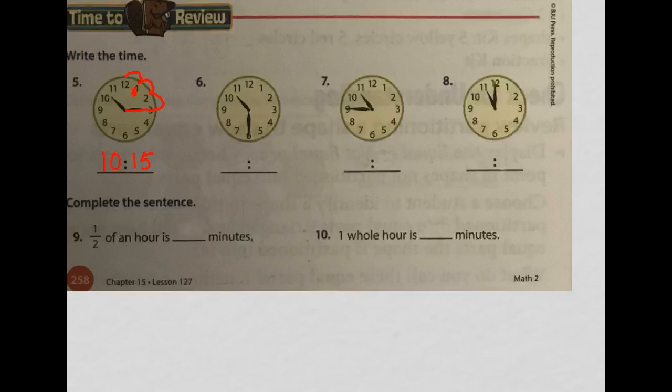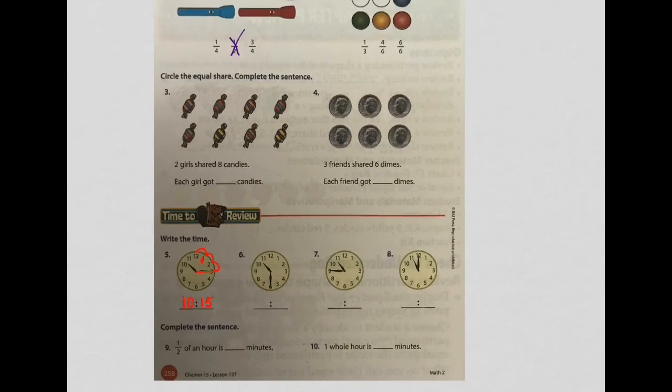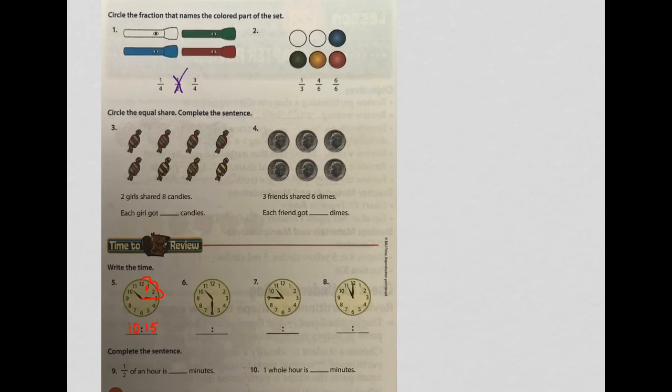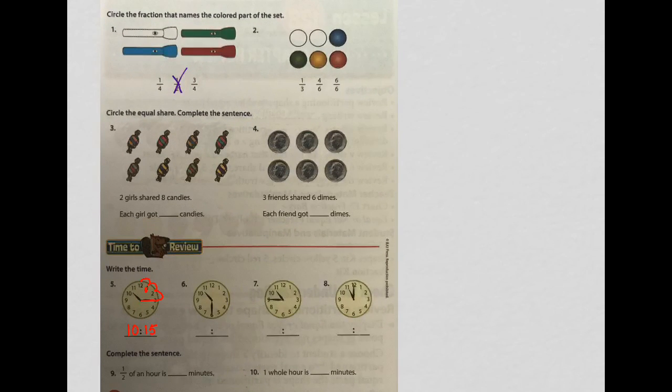And then complete the sentence for 9 and 10. You're going to tell me how many minutes a half an hour is and how many minutes long a whole hour is. After you finish this page, turn it in. And then you have your homework page, just the front, page 253, and then turn that in also.